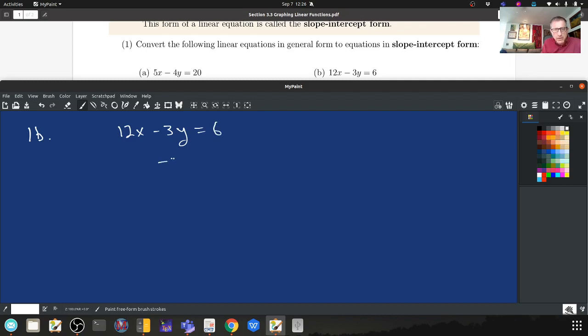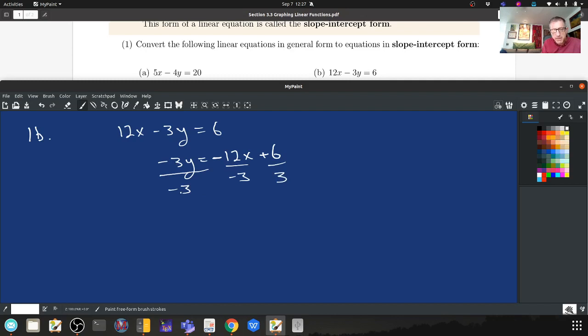So again, I'm going to move the 12 to the other side. I'm going to scoot it right there next to the equal sign. Of course, the 12x has to change sign, and the 6 still appears, but it has to be scooted over. So then I'm going to divide both sides through by minus 3. And then it's just a simplification process.